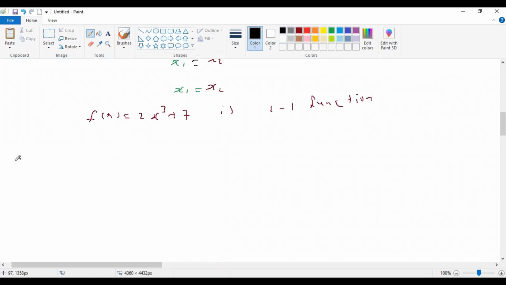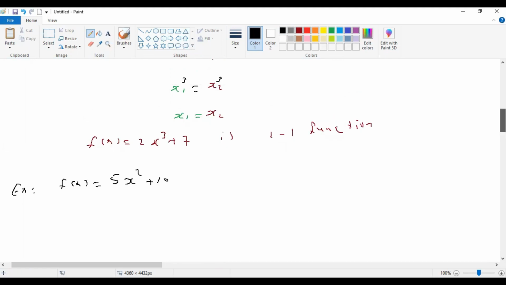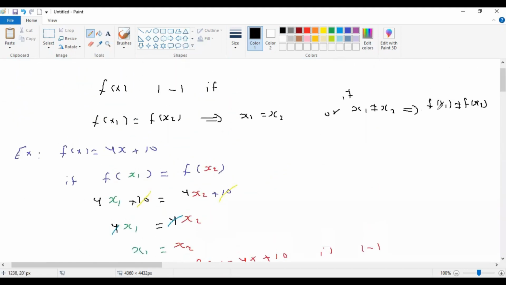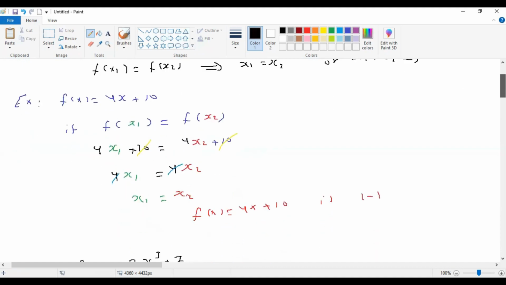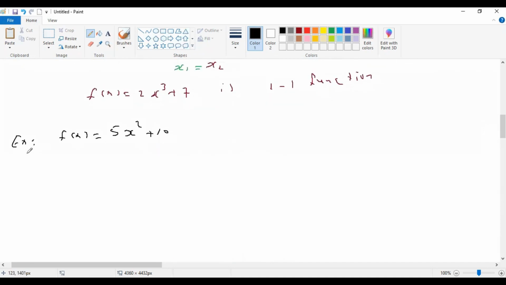Another example. See here, if we have an even power, like f of x equal to 5x squared plus 10. With an even power, different input values can give us the same output. What we said here is that different values should give a different output, not the same output. If f of x1 equal to f of x2 implies x1 equal to x2, it is one-to-one. But here, I have different inputs that give us the same output.